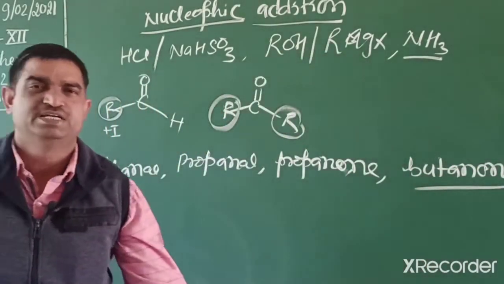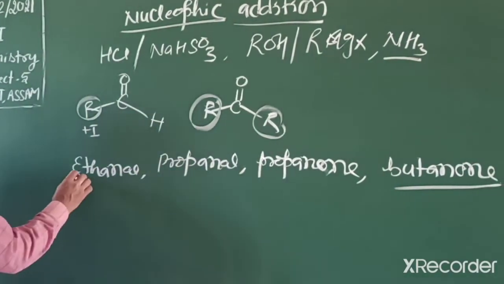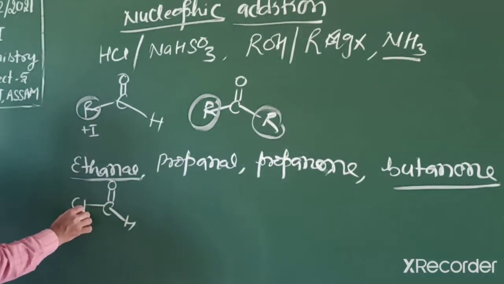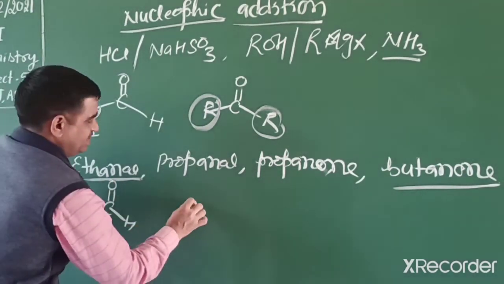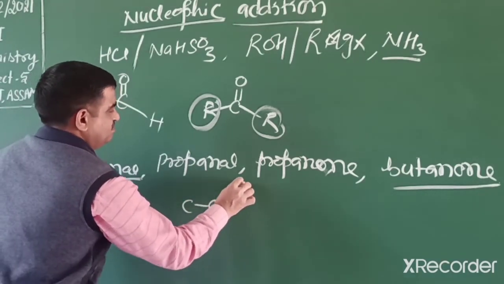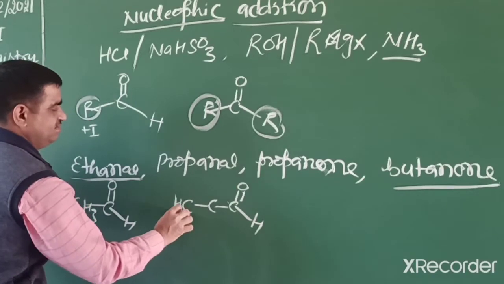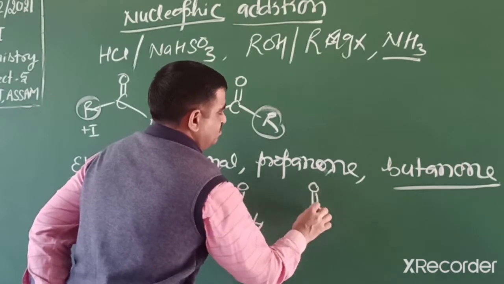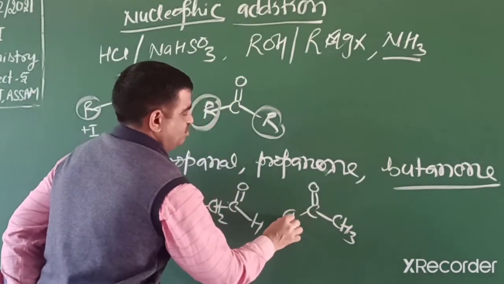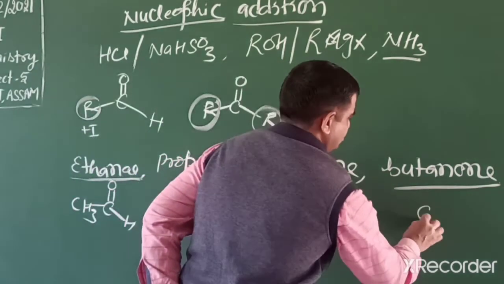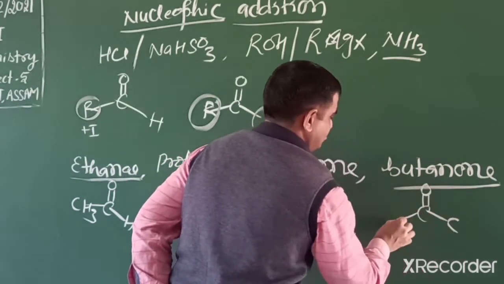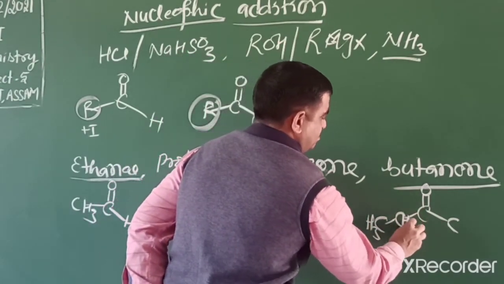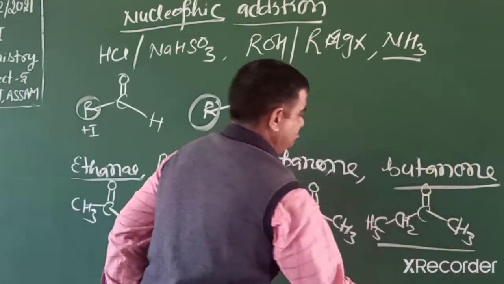So first students, we write all the compound structures. Ethanal means an aldehyde, that is a 2 carbon compound. Propanal is also an aldehyde, that is 3 carbon. Propanone means a ketone, the simplest ketone, and butanone means 4 carbon. You can write a carbonyl group at the second carbon, butanone.